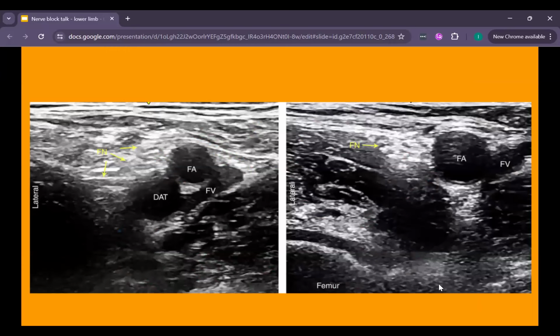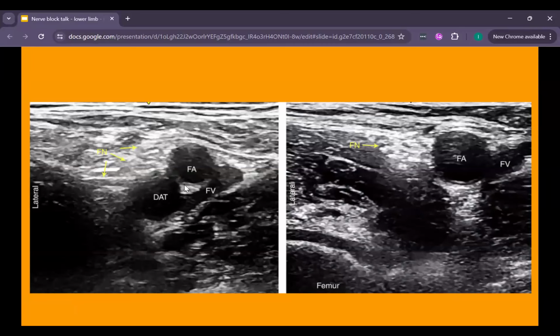So these are a couple of still images. The important thing for this image, as you can see, the image on the right here is the femoral nerve is a lot easier to see next to the femoral artery. The image on the left here, you can see both the femoral artery and also the deep artery of the thigh. And this is also a common image to see once we start scanning.